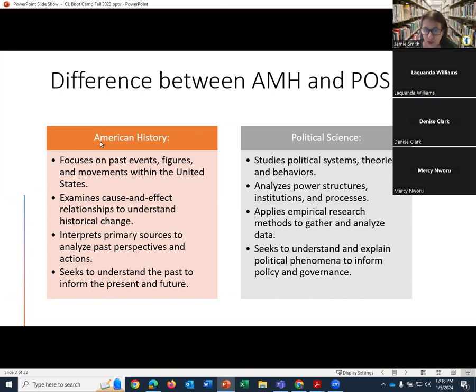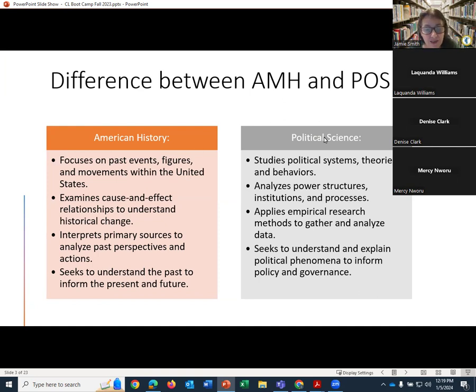In American history, of course, you're focusing on things in the past and how it affects our future. So it is definitely a lot into chronological learning. You're going to start, I think the book starts at 1850 and moves all the way up to at least 9/11. And so then you'll look at cause and effect relationships, interpret primary sources to analyze past perspectives, and seek to understand the past to inform the present and the future.